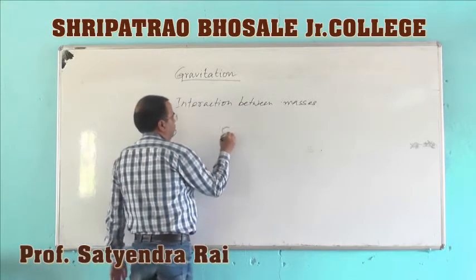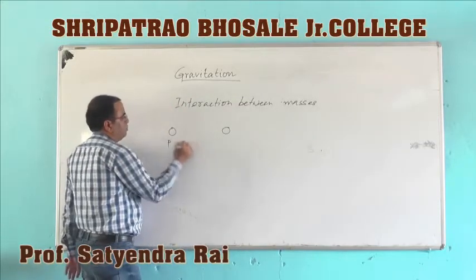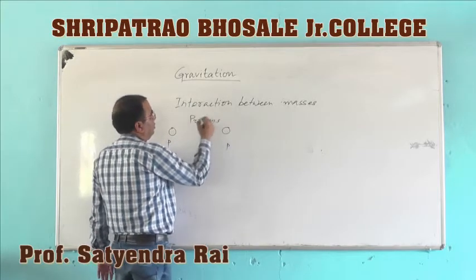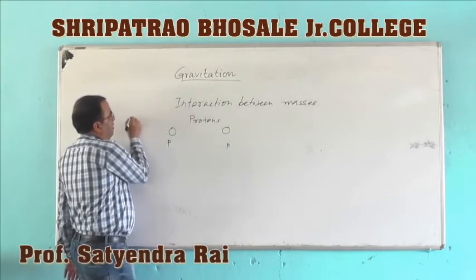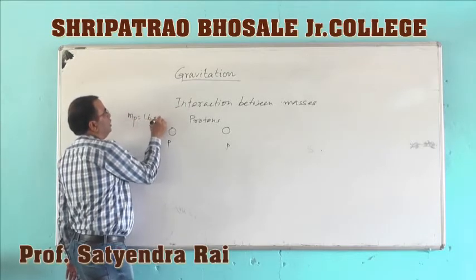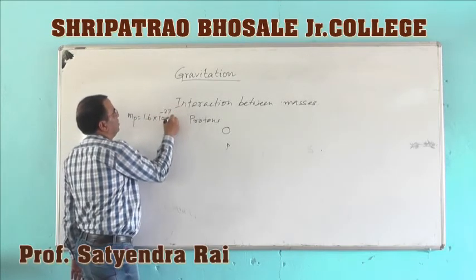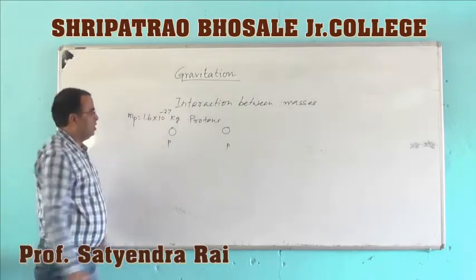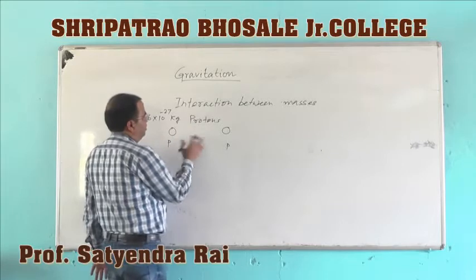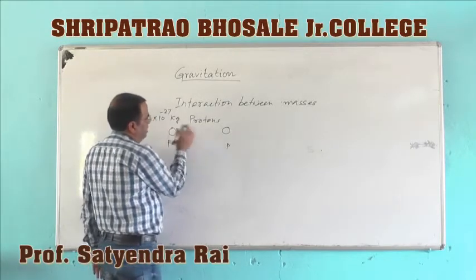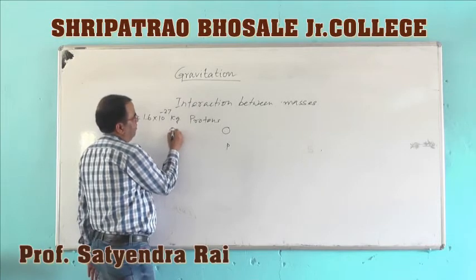Suppose we are talking about two protons. As you know, the mass of a proton, m_p, is 1.6 x 10^-27 kg. However small this mass is, even these two small subatomic particles, the protons, interact with each other because of the masses they have.